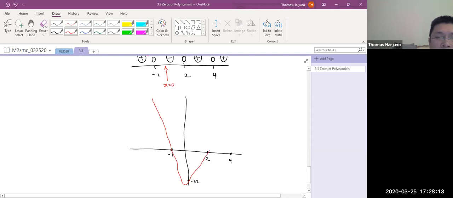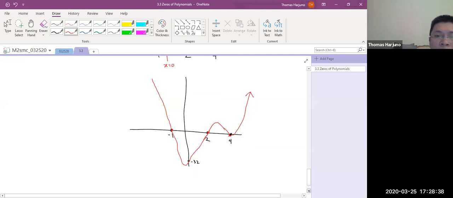And notice that x equals -1 and x equals 2 are both zeros with single multiplicity. So when they cross the x-axis, they will cross linearly. While at 4, it has multiplicity of 2, so it will behave like x squared surrounding the zero there.